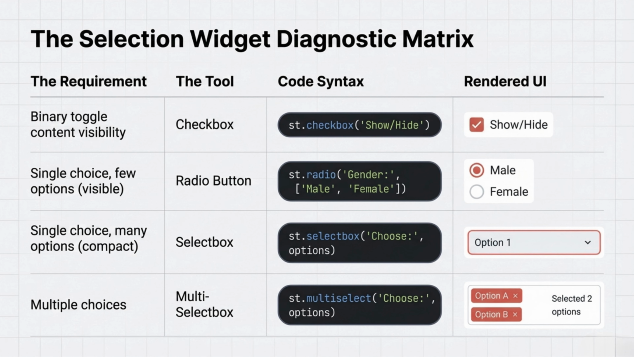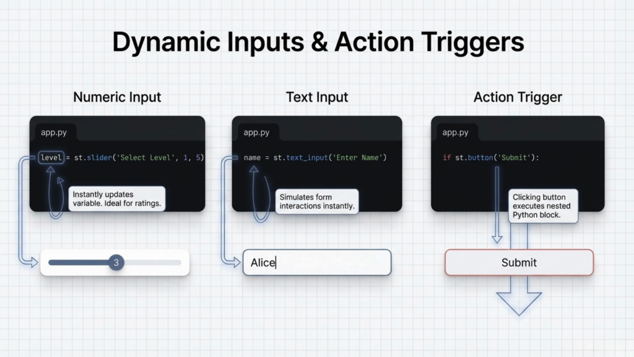which allows users to choose more than one option. Choosing the right widgets ensures better usability and cleaner interface design. Streamlit handles dynamic user inputs and actions.